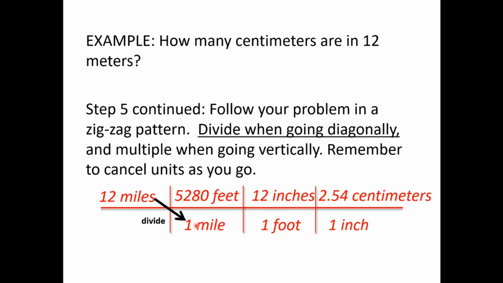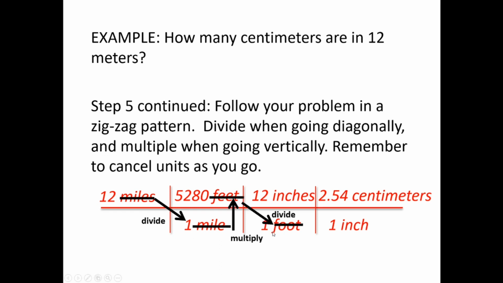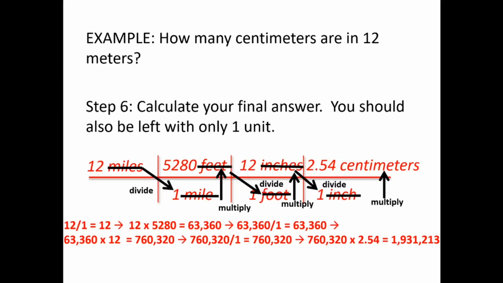So 12 divided by 1, all right, and that's going to cancel out the miles. And then you multiply by 5,280 divided by 1 times 12, so we multiply, divide by 1 again, and then times 2.54. All right, and when I do that, here are my steps for my math. 12 divided by 1 was my first step, and then I got an answer of 12 for that. Carry that over and multiply is my next step, so multiply by 5,280.